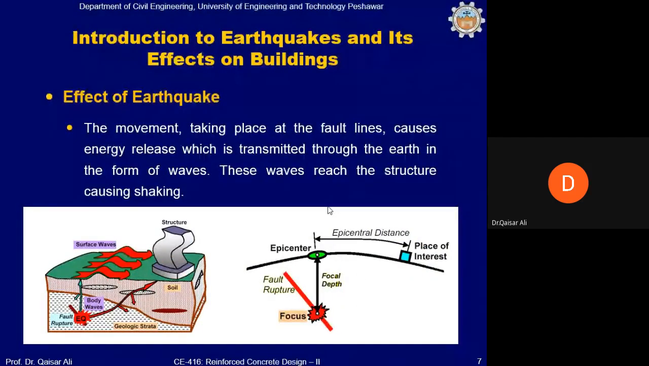When an earthquake occurs, the movement taking place at the fault lines causes energy release, which is transmitted through the earth in the form of waves. And these waves reach the structure, causing shaking.